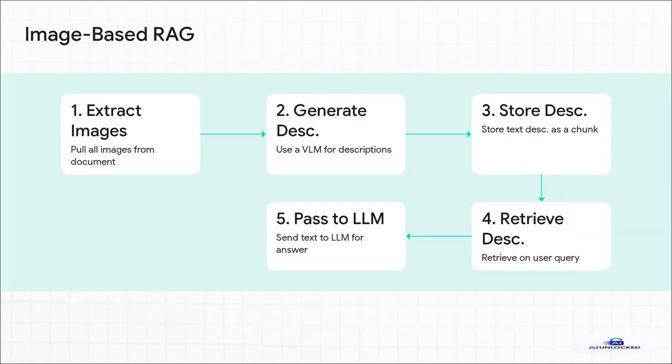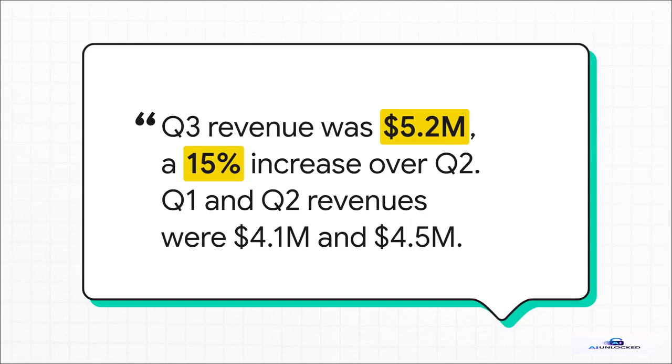And you know what? The workflow here is actually super straightforward. First, you extract all the images from your document. Simple enough. Second, you pass each image through a VLM to get back a detailed text description. Then, you just store that description as another chunk of text in your vector database, making all that visual information totally searchable.